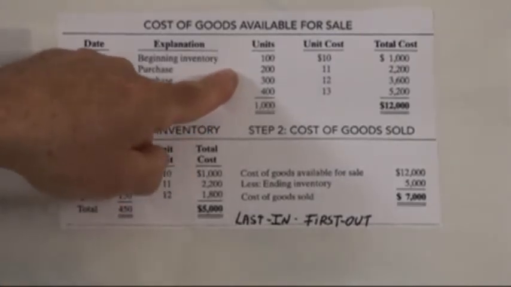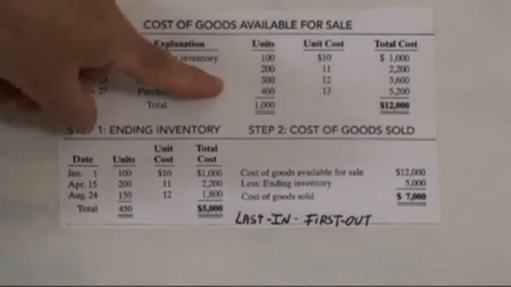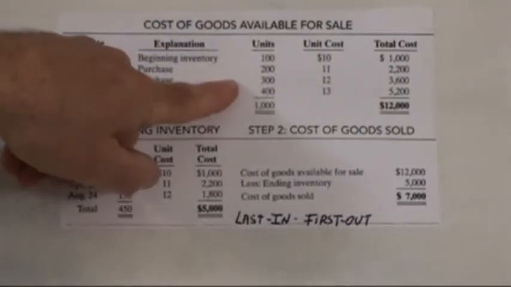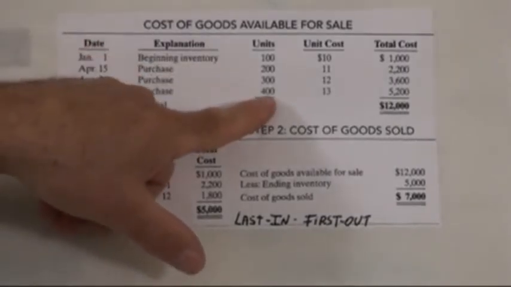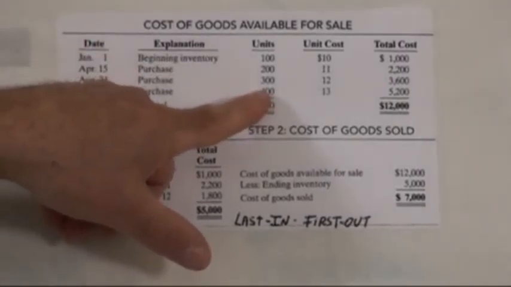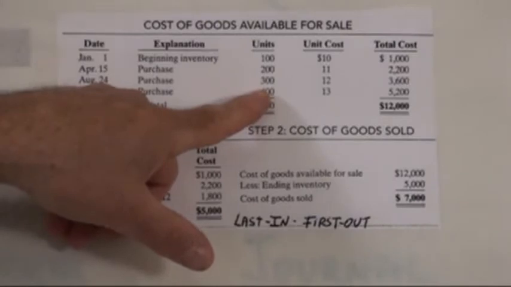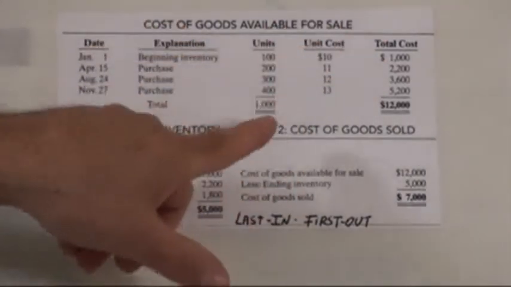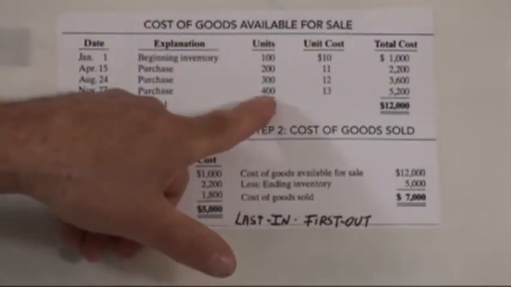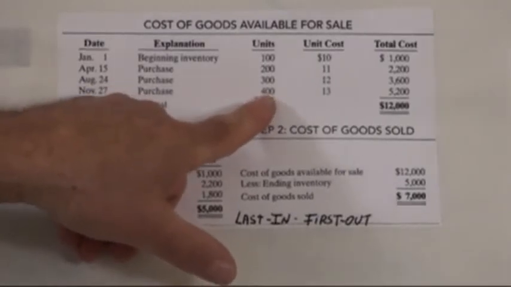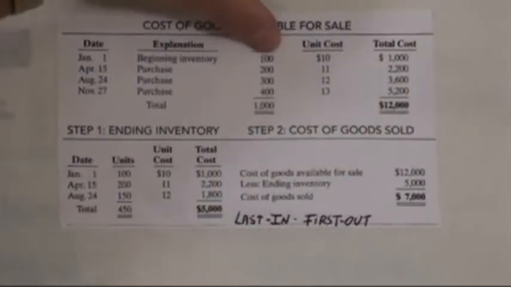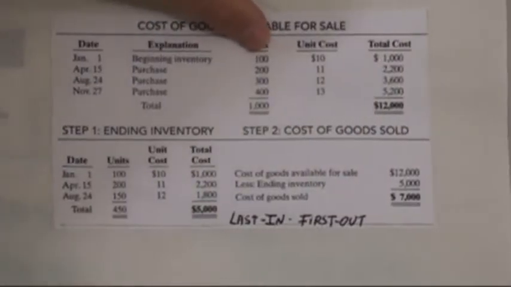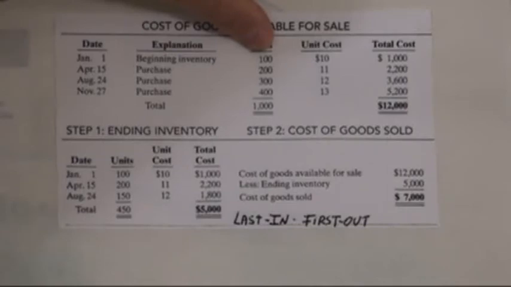Now under first in, first out, LIFO, I apologize, last in, first out, we're saying that the last units in are the first units sold. In real life, we physically know that it would be impossible for these units of 400, because they were purchased in November, to really have been sold before this January 1st lot of 100. Again, this is nothing more than a cost flow assumption.